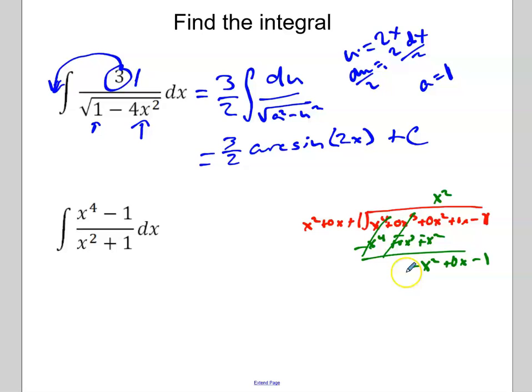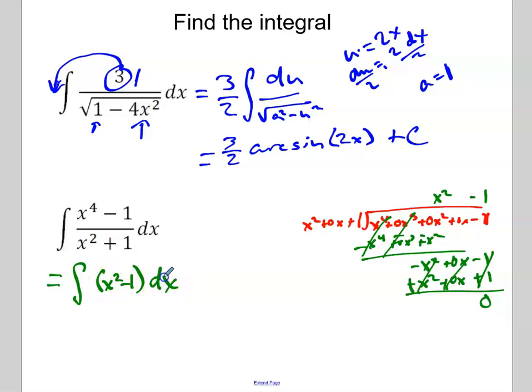X squared times what gives you negative x squared? That's a negative 1. Negative x squared minus 0x minus 1. Switch my signs. Everything cancels. And I end up without a remainder. As I mentioned, this does factor into x squared plus 1, x squared minus 1. So things simplify down really nicely on this one. So this ends up being the same thing as just x squared minus 1 dx.